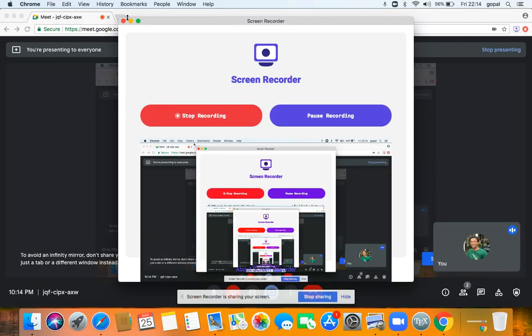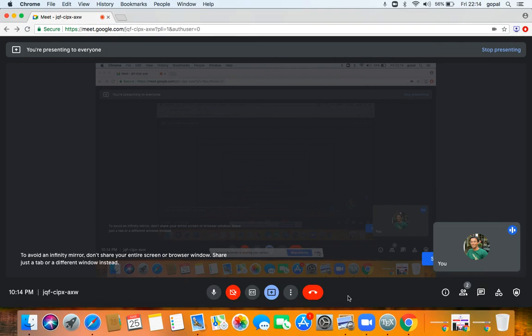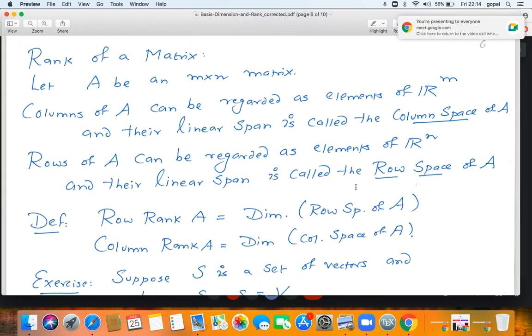Hello, we now continue with the notion of the rank of a matrix. The rank of a matrix is one of the most important topics in this whole course. So let us take an m cross n matrix, that is a matrix with m rows and n columns.